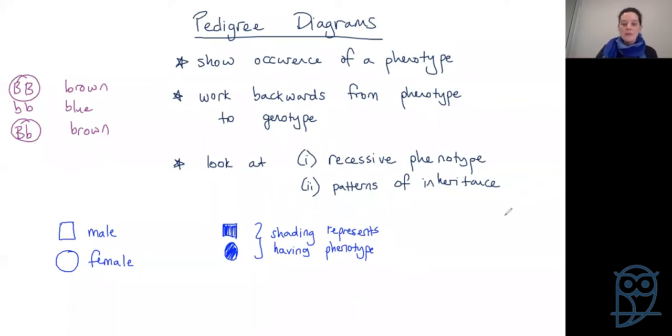Okay, so we then, of course, have lines in these things. We have horizontal lines and we have vertical lines. So our horizontal lines indicate connections, either between parents or between siblings. So this is parents or siblings. A vertical line indicates inheritance from parent to offspring.